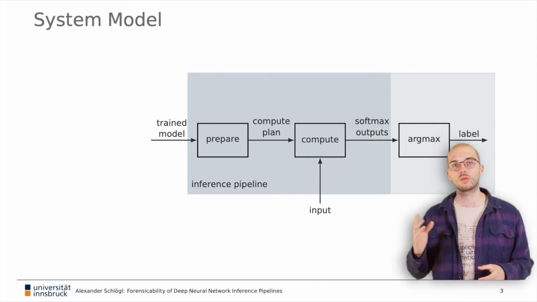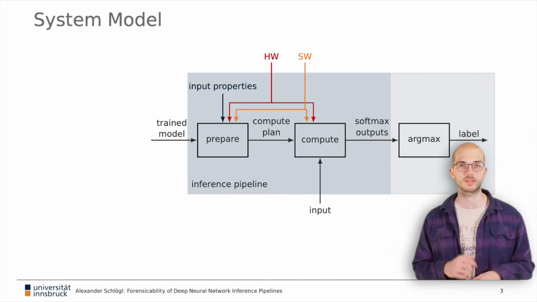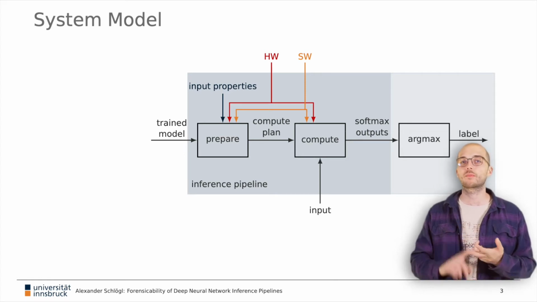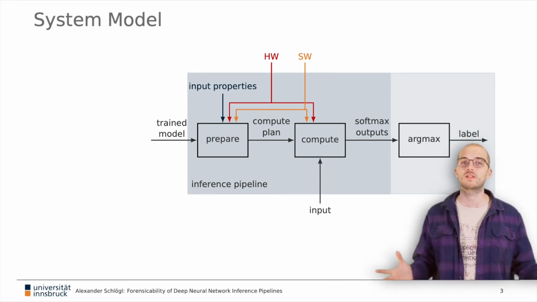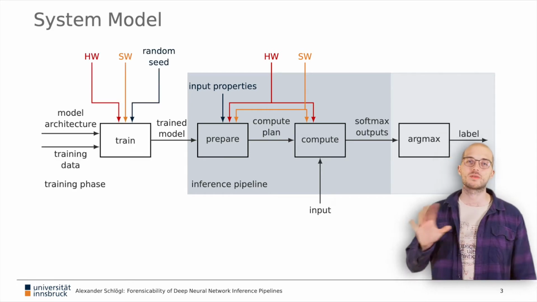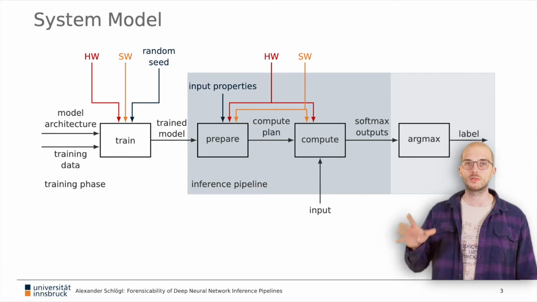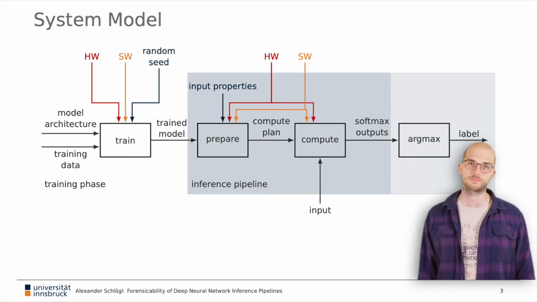Our findings from above suggest that the model and input are not the only factors influencing the result. Hardware, software, and properties of the input seem to all influence the result. In principle, the same factors influence the training process as well. We did not examine training in our paper, but included it in our system model for completeness.